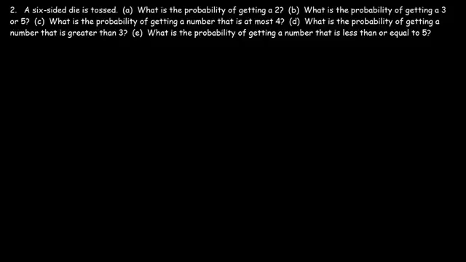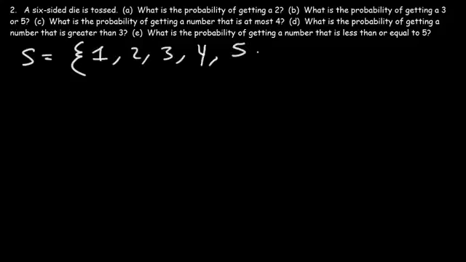A 6-sided die is tossed. What is the probability of getting a 2? Let's begin by listing the sample space. So here's all the possible numbers that we can get. It's basically 1 through 6.